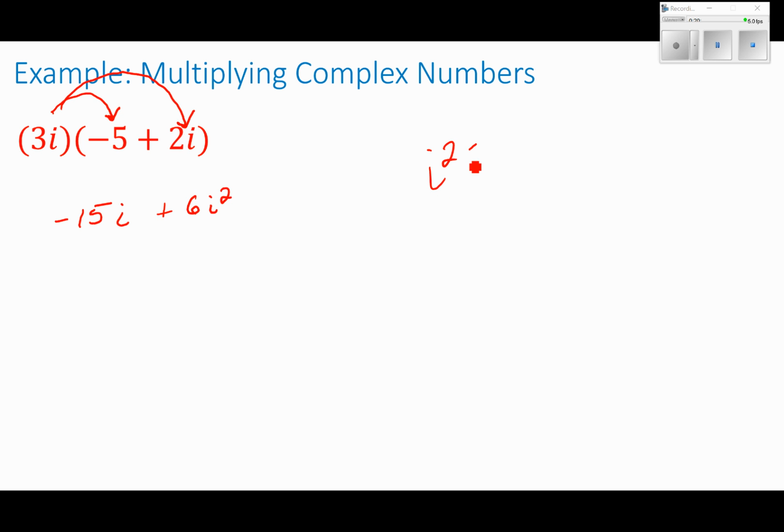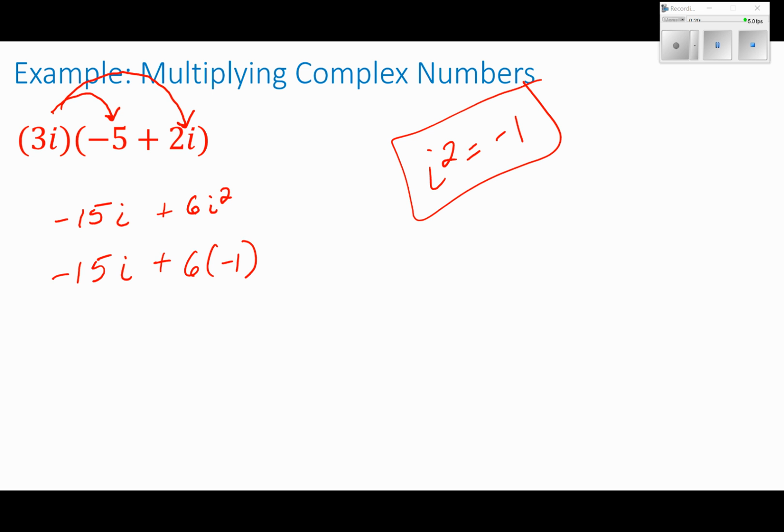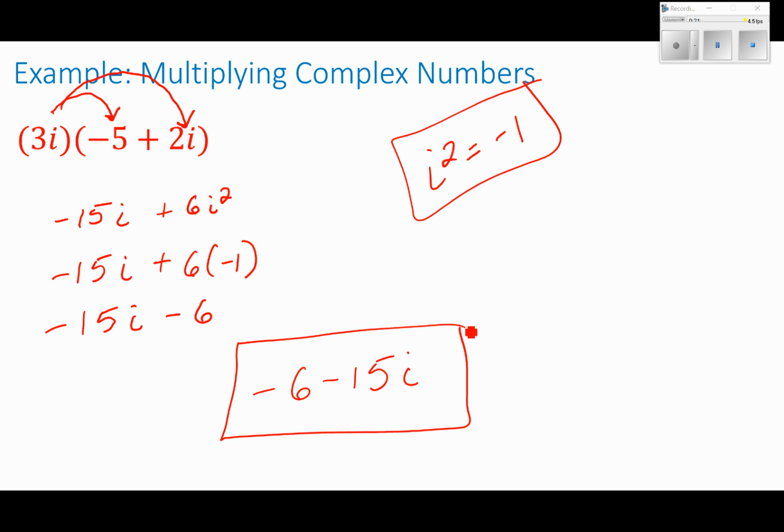What is i squared, though, again? Negative 1. You must not forget that. You need to know that relationship. i squared is negative 1. So this is really negative 15i plus 6 times negative 1. So this is negative 15i minus 6. Final answer, we want to write as negative 6 minus 15i.